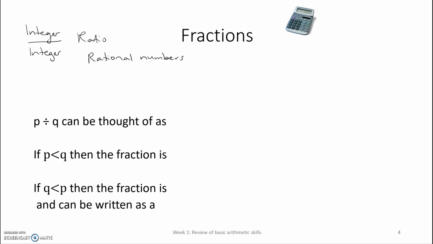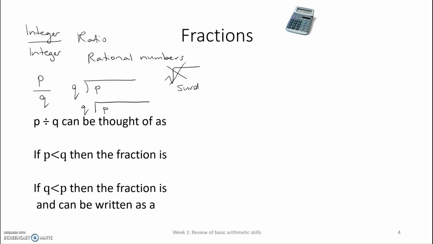Okay, P divided by Q, you could also say P over Q, or this could be written as that, or some people use that, but we certainly don't use that. That is the surd sign, and it's only for roots, which is in another video.